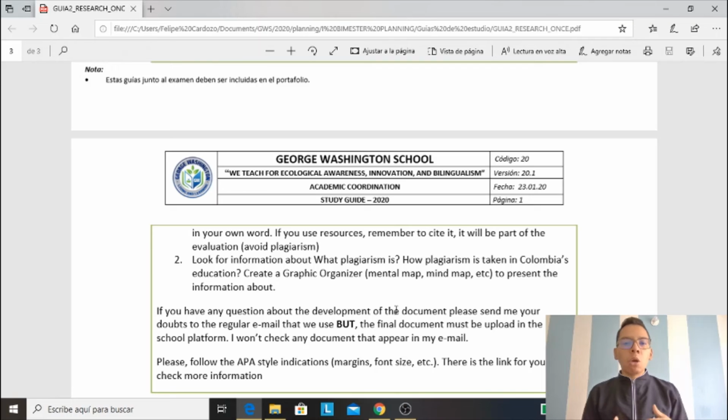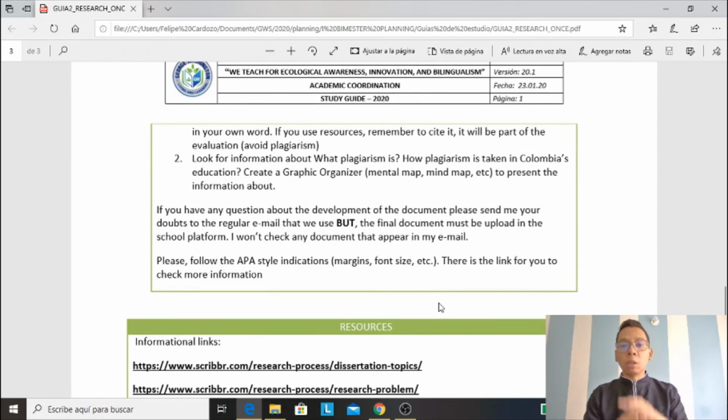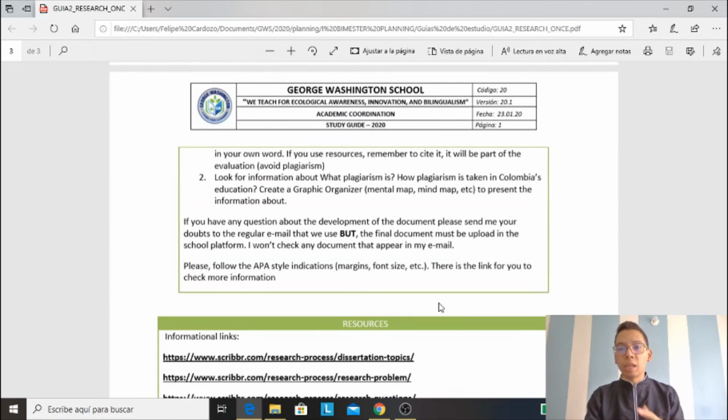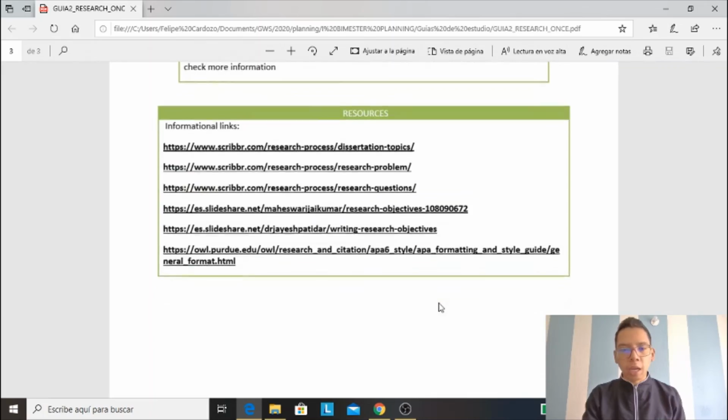Simplemente que me hagan un mapa mental, una lluvia de ideas, un mapa conceptual acerca de la información que ustedes encontraron, ¿ok? Remember that all this information, it is supposed that you have to present it once we already take class, face-to-face class or virtual classes, ¿ok?